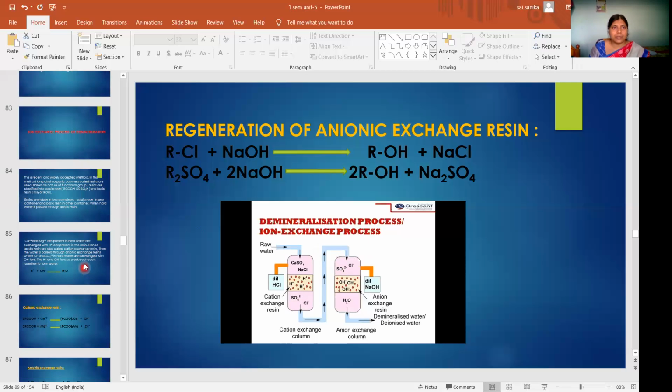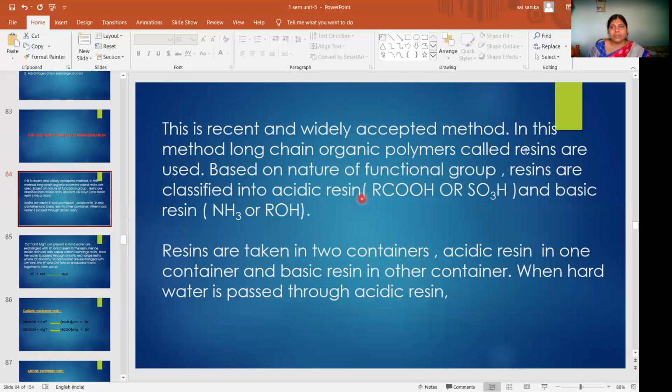So once again I will repeat. Two resins we are using, that is organic polymers called resins, acidic and basic resin. If an acidic group is present as the functional group, that is acidic resin. If a basic group is present as the functional group, that is basic resin. These two resins we are taking in two containers. Acidic resin in one container is called the cation exchanger, and basic resin in another container is called the anion exchanger.